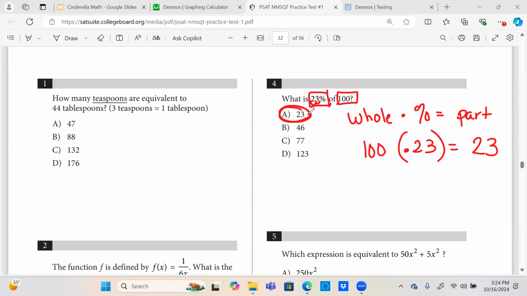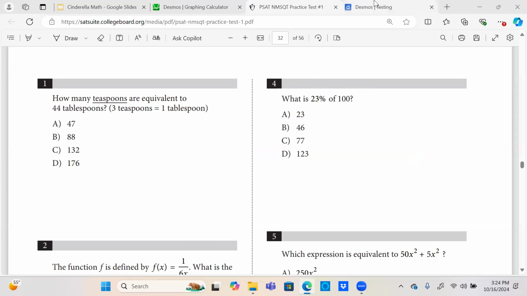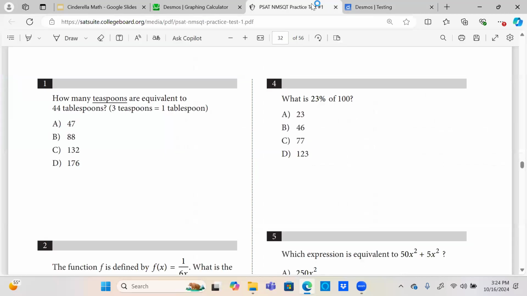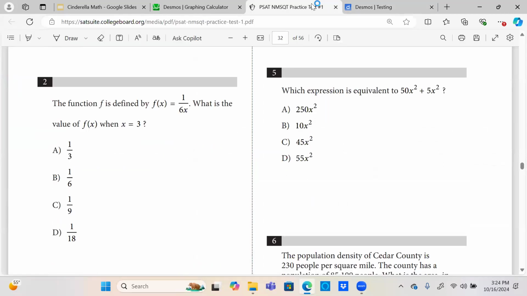Now, 100 is the best number they could have put there. Whenever it's 100, it's just whatever this number is. So we really didn't need to go all through that, but what if it wasn't 100? If you want to use the embedded Desmos calculator, you can just go 23% of 100. If you want to just go ahead and knock it out that way, it'll work too. So that was A.